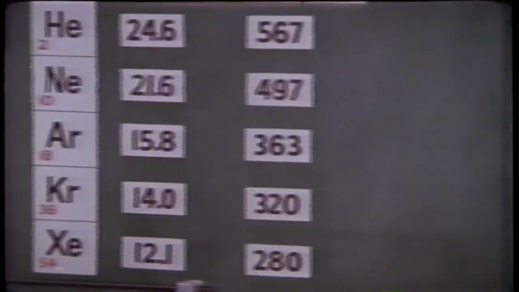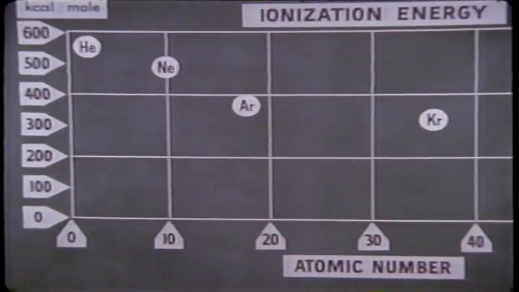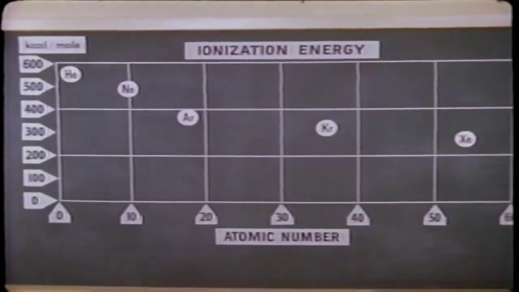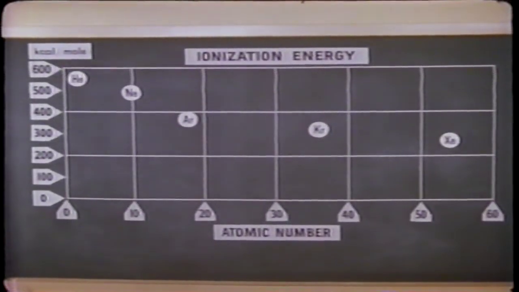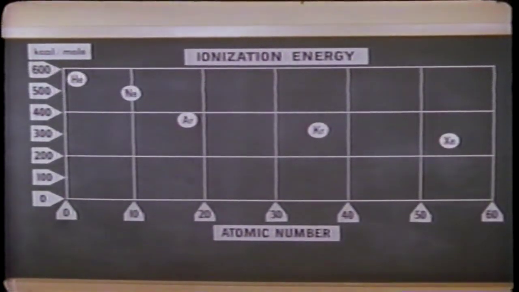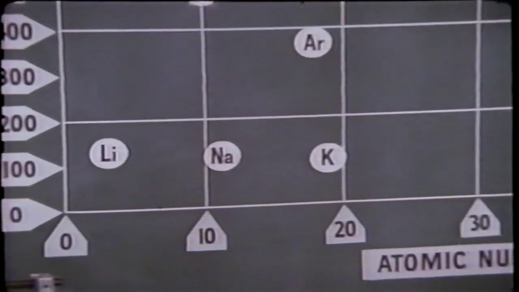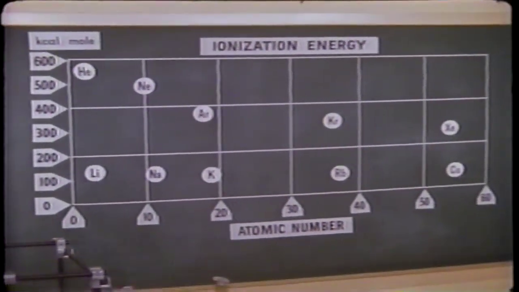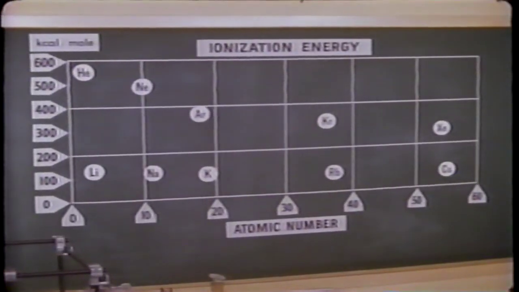When we plot the rest of the noble gas data, we see that the ionization energies of the noble gases decrease with increasing atomic number. The ionization energy of the alkali metals can be added to the plot. Lithium, sodium, and the others. The ionization energies of the reactive alkali metals are all much lower than those of the unreactive noble gases and show little decrease as atomic number increases.